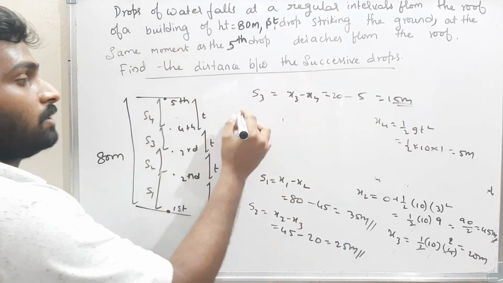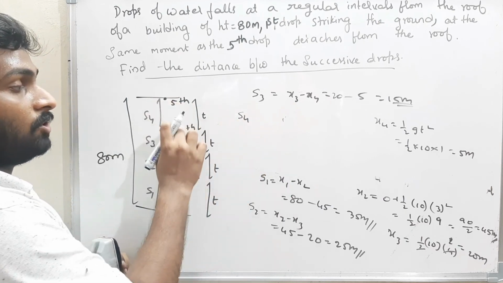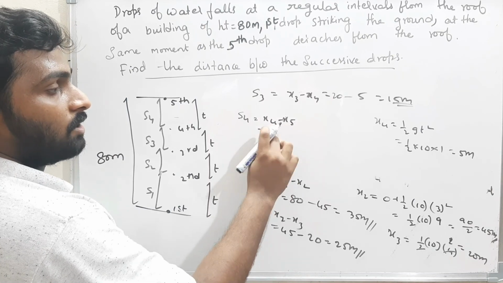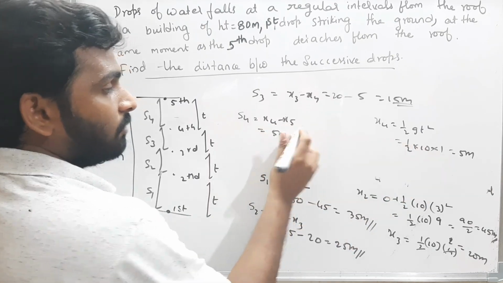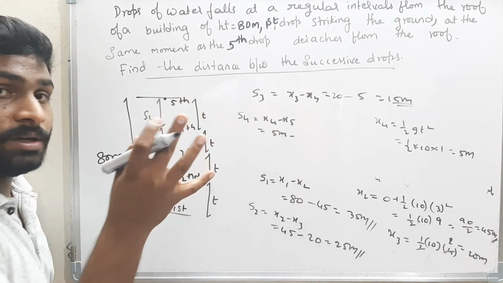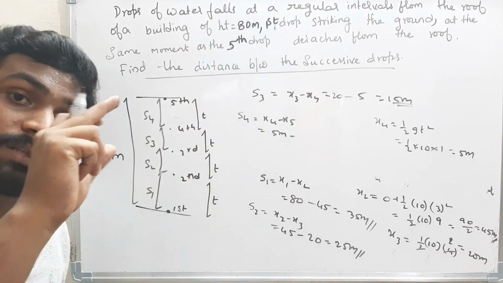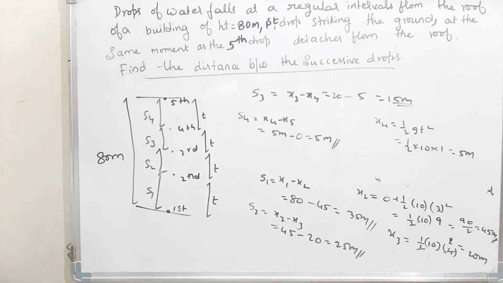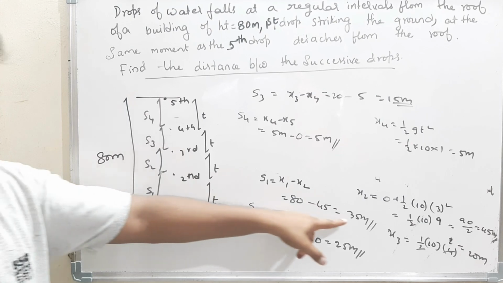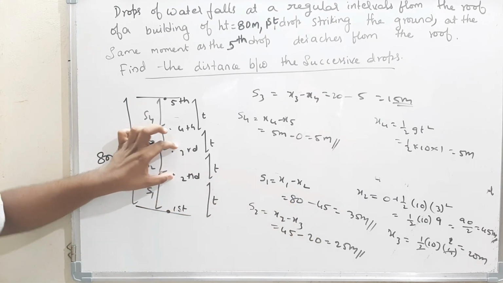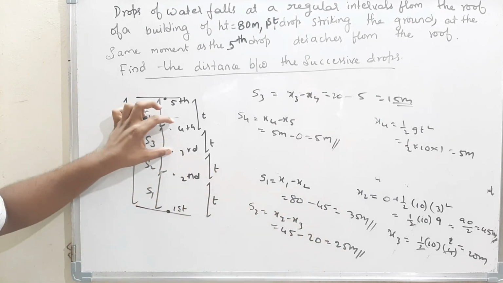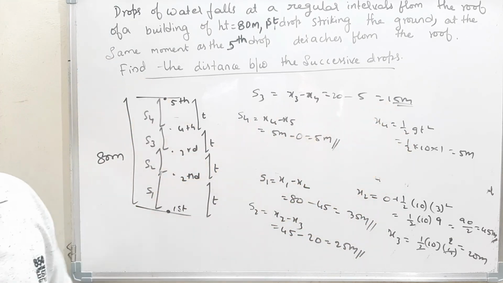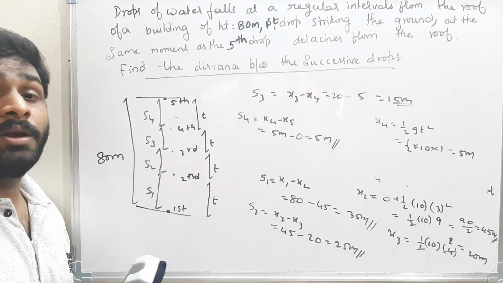Now what is S4? S4 is nothing but the successive distance between the fourth drop and fifth drop. It is nothing but x4 minus x5. What is the distance of the fourth body? That is 5 meters. And what is the distance of the fifth body? The fifth body didn't detach, it's just detaching. That means the distance traveled is 0. Therefore, it is 5 meters. That's all. The distance between the first body and the second body is 35 meters. The distance between the second drop and third drop is 25 meters. The distance between the third drop and the fourth drop is 15. And the distance between the fourth drop and fifth drop is 5 meters. That's all. Now how did we do it?